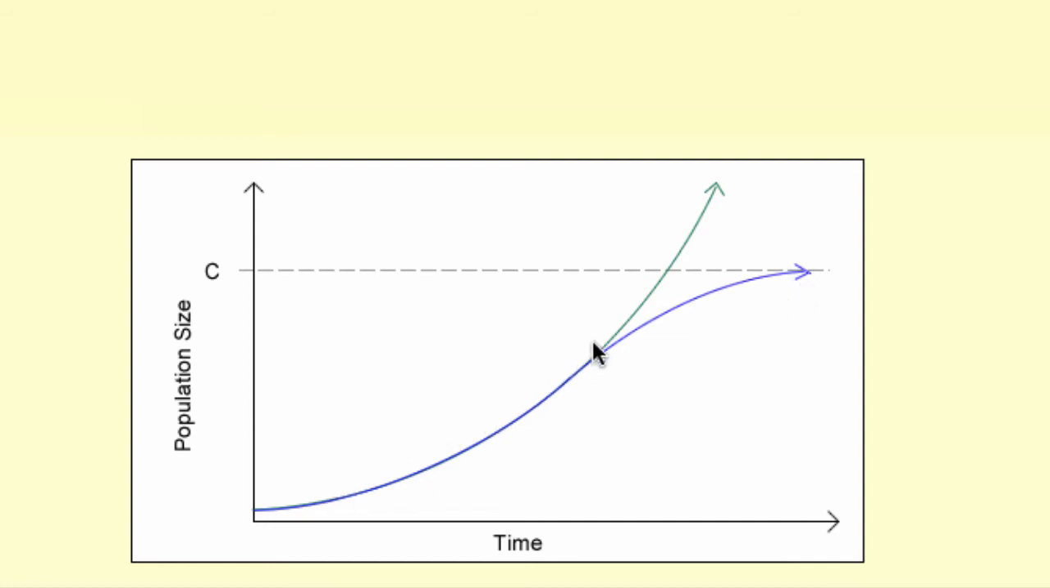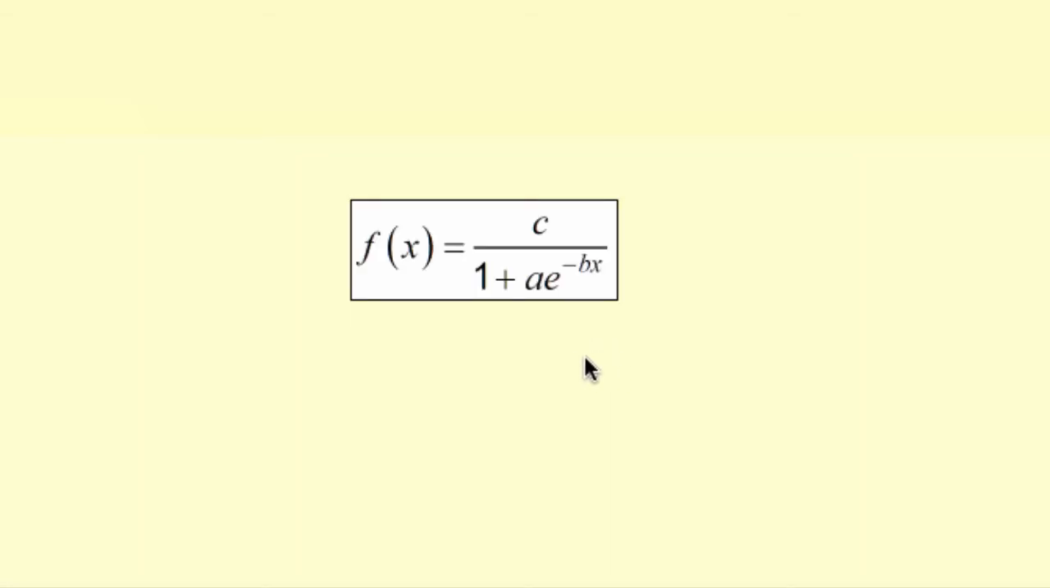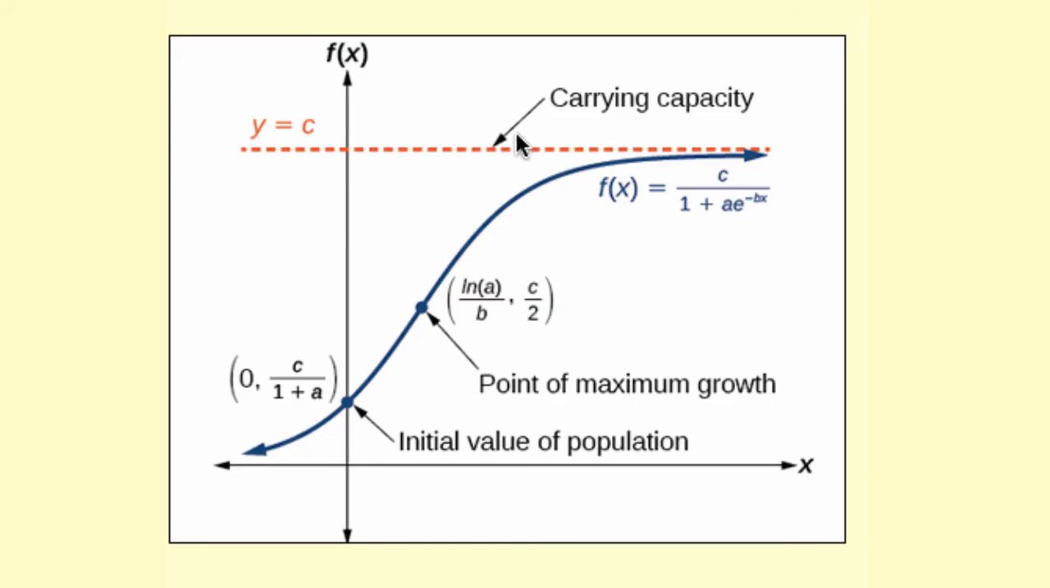And if you look, this green curve represents exponential growth, but this blue curve is more realistic as what happens. The growth rate increases for a while and then starts to decrease and eventually approaches the carrying capacity. And this is called logistic growth. And there's a formula for this. So the C is the carrying capacity, and the A and the B, those are other constants for the function that you'll see later.